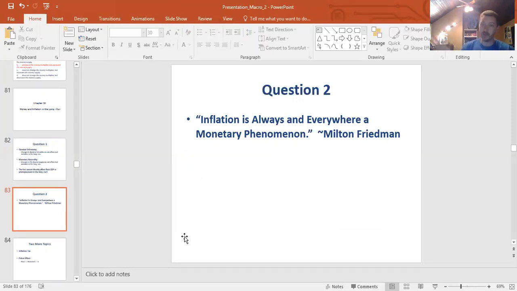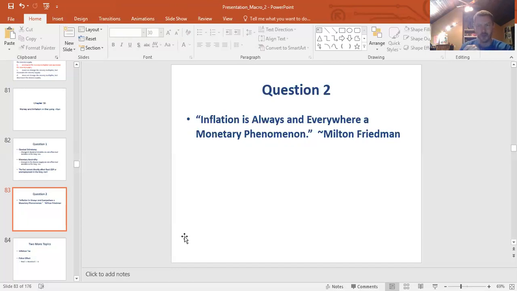Not a real variable anymore. Inflation is also a nominal variable, right? The money supply is a nominal variable. Inflation is a nominal variable. How does growth in the money supply affect inflation in the long run? Now here, all I'm going to do is give you this quote from Milton Friedman.